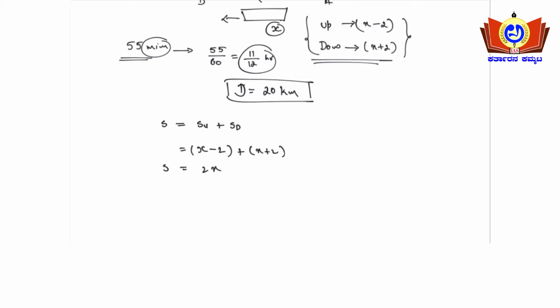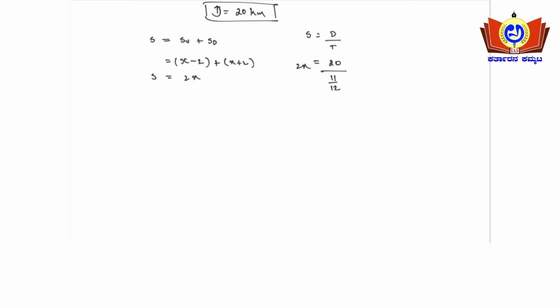We have the formula: speed is equal to distance upon time. What is the distance here? 20. What is the time here? 11 by 12. What is the speed here? 2x. After solving this, 2x will be equal to 20 into 12 divided by 11. So 12 times 2 is 24, so 240 divided by 11. This is 2x, so x will be equal to 240 divided by 22.